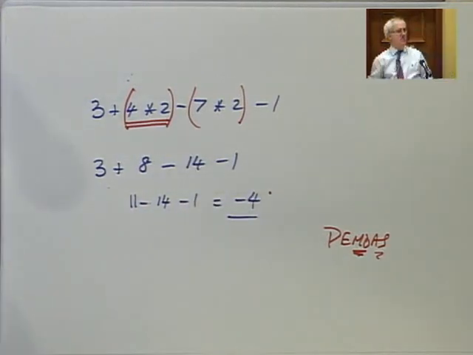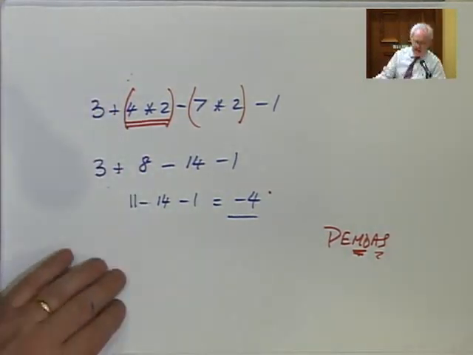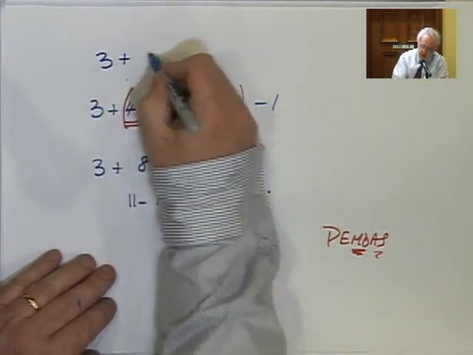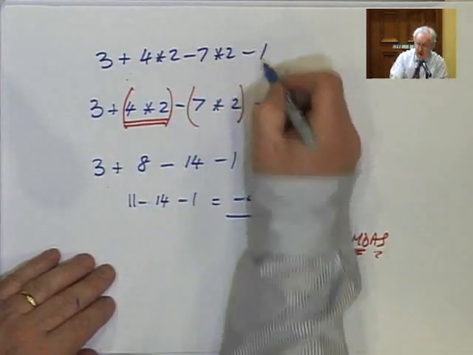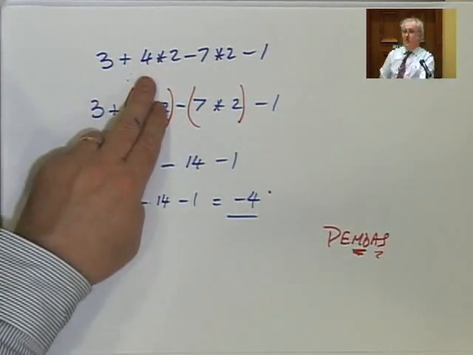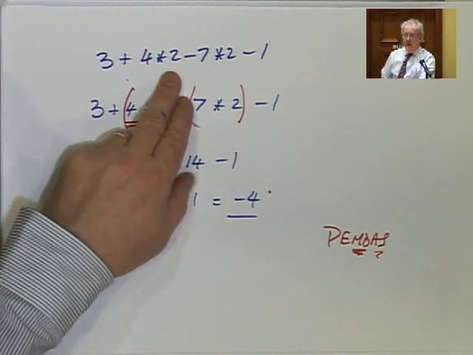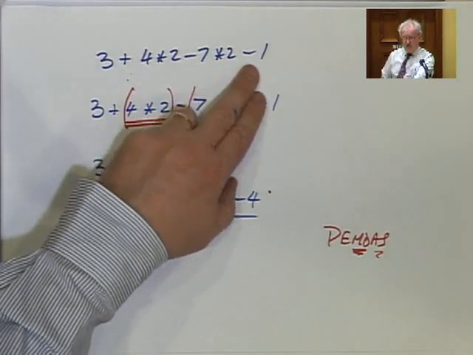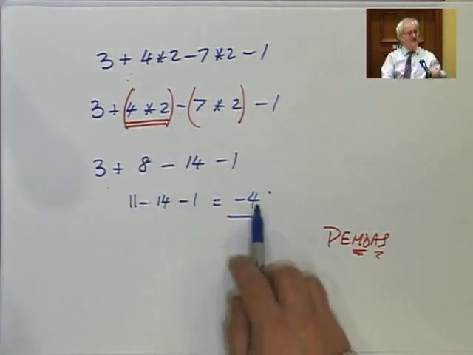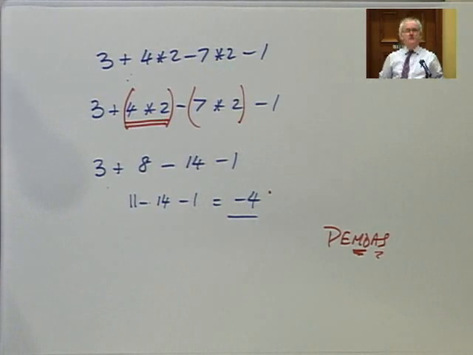Okay? That's why PEMDAS exists, because otherwise people would read that series and a computer program could very easily decide, I'll do them in order. 3 plus 4 is 7, times 2 that's 14, minus 7 that's 7, times 2 that's 14, minus 1 is 13. I didn't get 13, I got minus 4. Is that okay? So that's what PEMDAS is about.